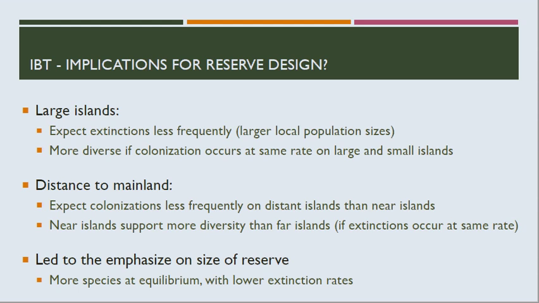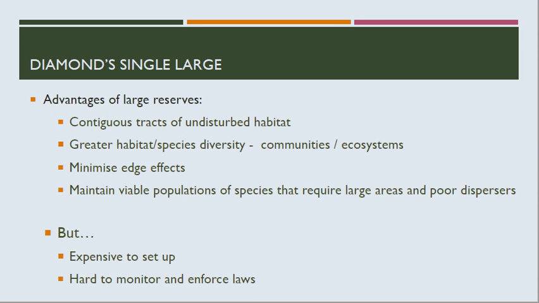So the advantages of large reserves: contiguous tracts of undisturbed habitat, greater habitat and species diversity. In a larger reserve, you're more likely to have different habitats like hills and valleys, savannas and maybe forests, and so you would tend to have more species. You would minimize edge effects, and you would more likely maintain large enough viable population sizes for species to survive. But single large reserves are expensive to set up and hard to monitor and enforce.